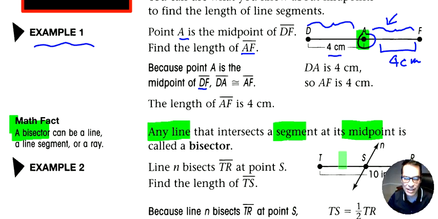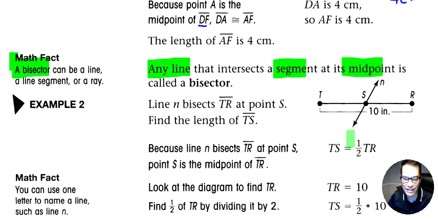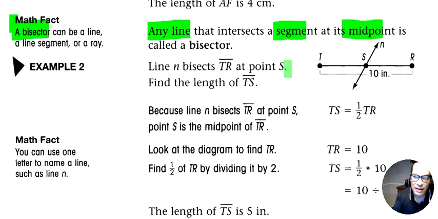So let's look at this. We've got another line here, TS, and then SR. We know that that point right there is in the center, and the distance from T to R is 10 inches. Now, here we have line N, right here, and line N bisects TR at point S. So can we find the length of TS if that's a bisector line? It cuts it in half.